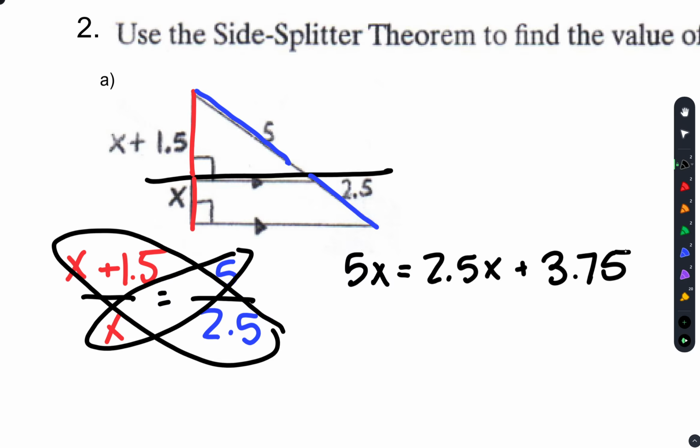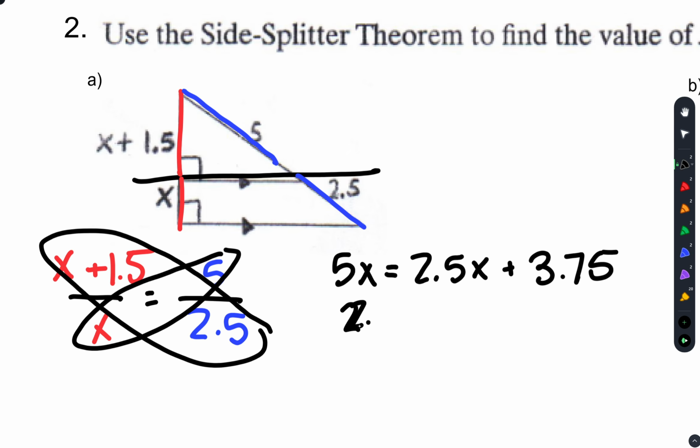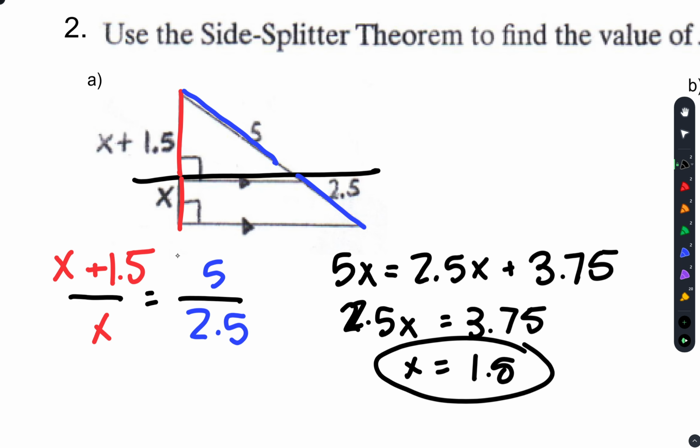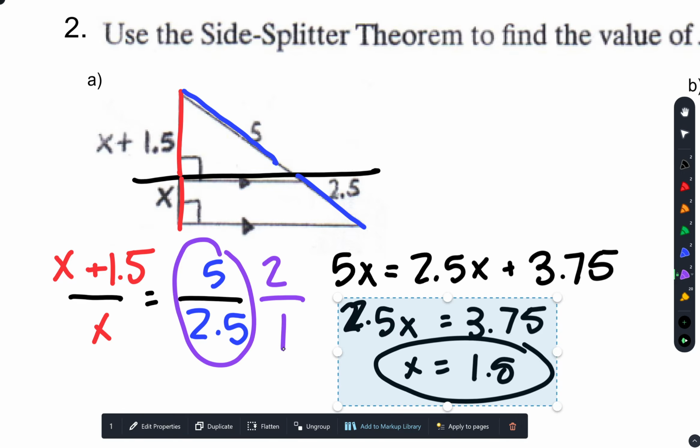Please, please, please make sure that you are distributing that 2.5 to both pieces. We're going to simplify. 2.5x equals 3.75, and x equals 1.5. If you would like to, you can always simplify the fractions that you are working with. So 5 over 2.5 might be a good example where we want to reduce that to 2 over 1 before you cross multiply to make it a little bit easier for yourself. Questions on that one?